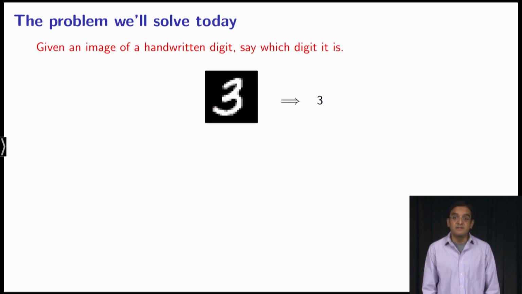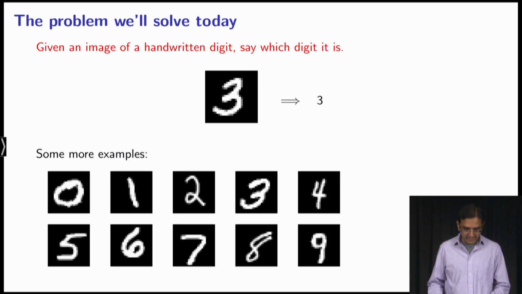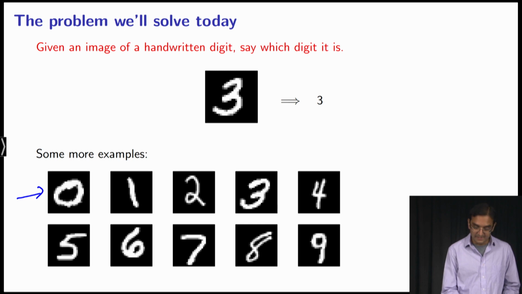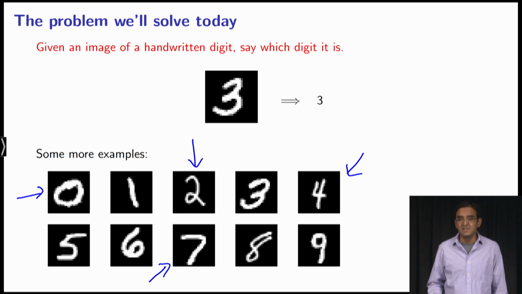So here is the specific problem we'll be solving. We're given a picture or image of a handwritten digit, and we have to say which digit it is. This, for example, is a 3. And this is a 0, and that's a 2, and that's a 4, and that's a 7, and so on. So how can we approach this problem?